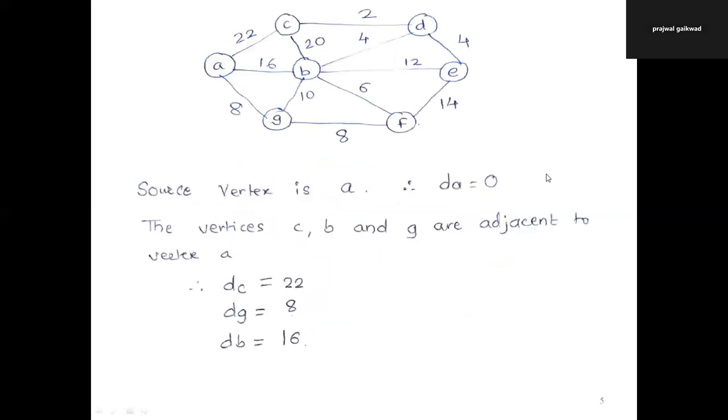So at the start, we'll start from node A. As per step 1, the distance of node A will be 0 and all others we consider initially as infinity. In the second step, we write whatever the adjacent nodes are. For node A, we have adjacent nodes C, B and G. Adjacent means those which are connected to that specific node. So the distance dC, that is the A to C distance, is 22. dG is 8. dB is 16. So these values we write.